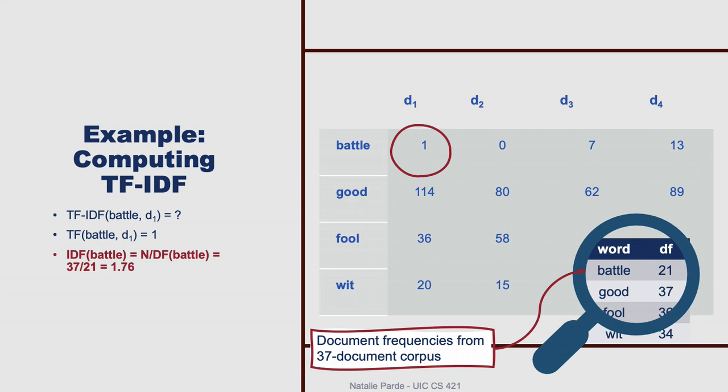Now we need to find the inverse document frequency for battle. So here's where we need to take a peek at our larger corpus. This is based on an example from the textbook. So the textbook tells us that battle occurs in 21 of Shakespeare's plays, and that this corpus of his plays includes 37 documents overall. That means our inverse document frequency for battle is going to be 37 divided by 21, or 1.76.